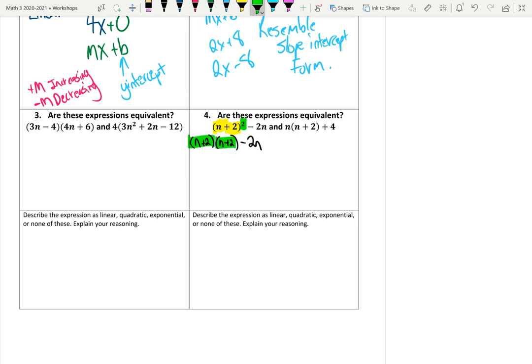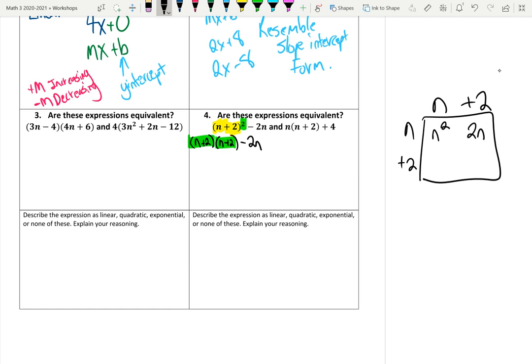Now I need to go ahead and multiply. I'm going to go ahead and use my area model. So I am multiplying n plus 2 times n plus 2. N times n is n squared. N times 2 is 2n. 2 times n is 2n. And 2 times 2 is 4. Representing this out, I have to remember these are all positives. And I'm going to go ahead and do n squared plus 2n plus 2n plus 4.